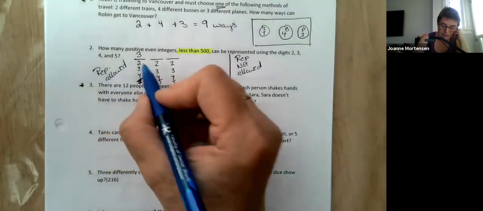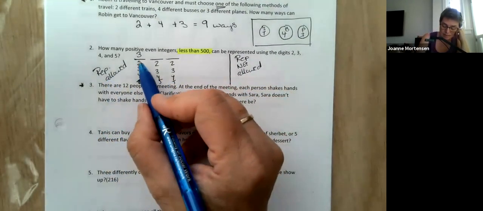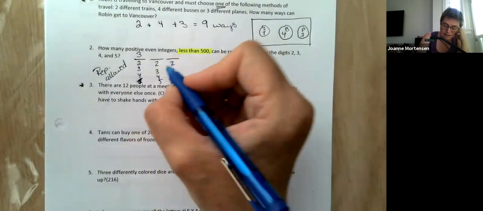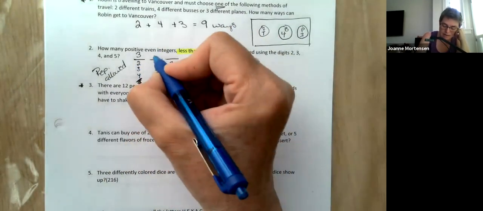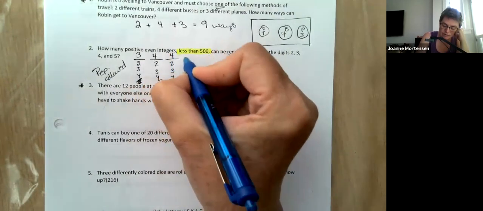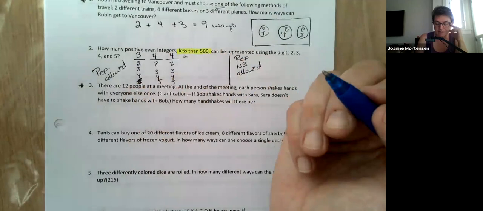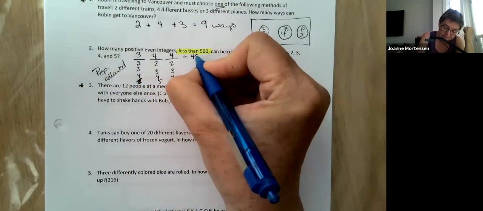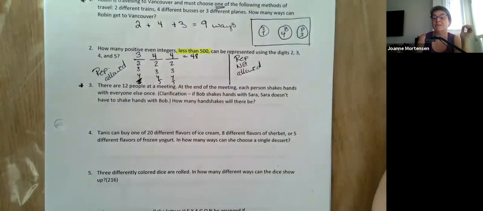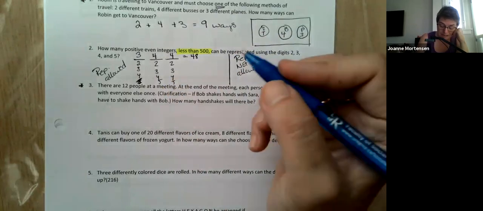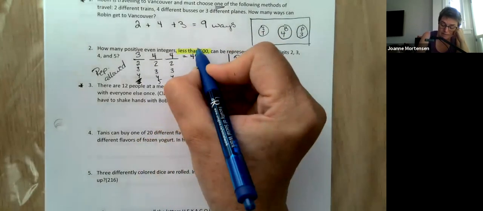Okay, so if repetition is allowed, that means whatever number I pick here, I can now use again. And there are 4 choices for the middle and 4 choices for the last. 3 times 4 is 12, times 4 is going to be 48. And now I've got myself into a bit of a sticky wicket because I don't have much room.